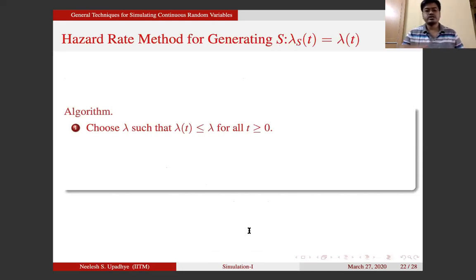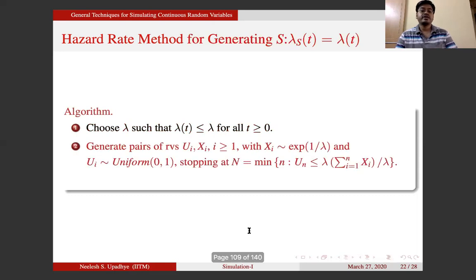So in particular, what is our algorithm? Now let us make the precise algorithm. Choose lambda such that lambda t is less than or equal to lambda for all t greater than or equal to 0. This is the first step. After that, the second step was to simulate a Poisson process. We can give some more general steps: generate pairs ui and xi such that xi follows exponential with rate lambda. This is what we have been doing for simulating a Poisson process with rate lambda.